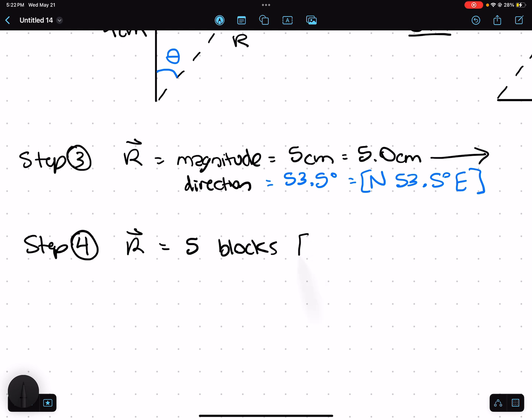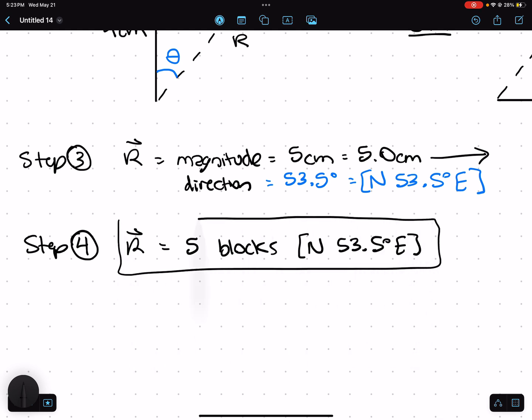Now the direction I'm going to include is north 53.5 degrees east. And that is my final answer. Again, if you love me, if you care for my sanity, circle or box that answer for me.